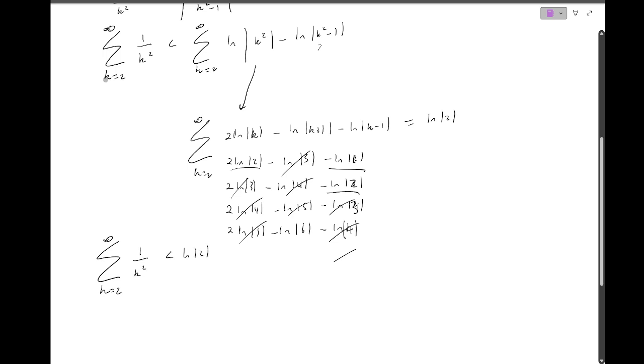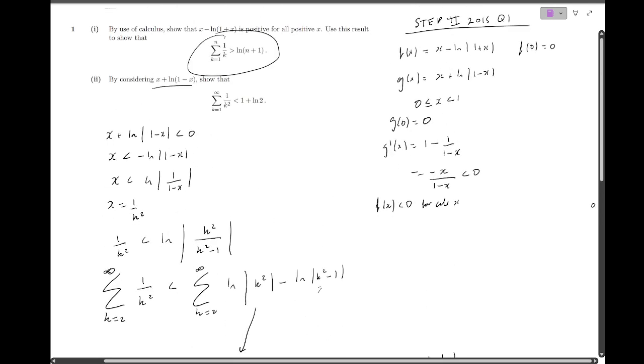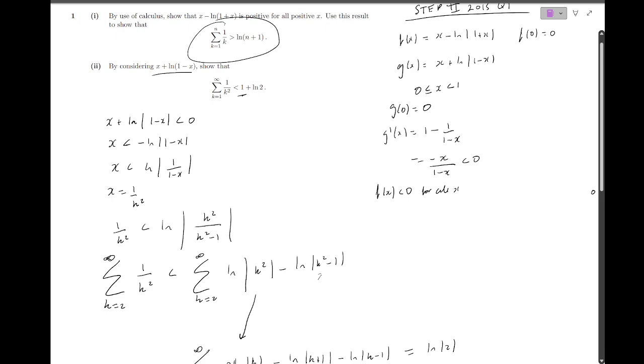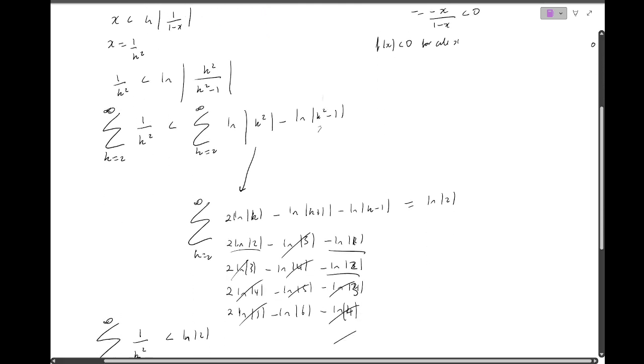Now, we're missing a 1, right? We need the 1 here. And this is a big clue. In fact, this is where I got stuck when I was doing this question, because I was figuring out how to get the 1. But I realized, right, you get it from here. You get it from the left-hand side.